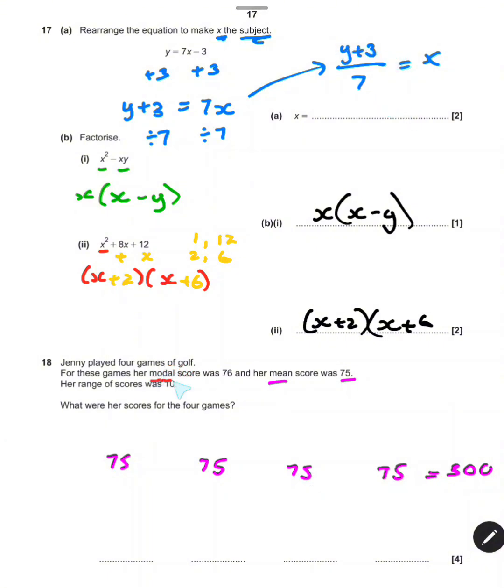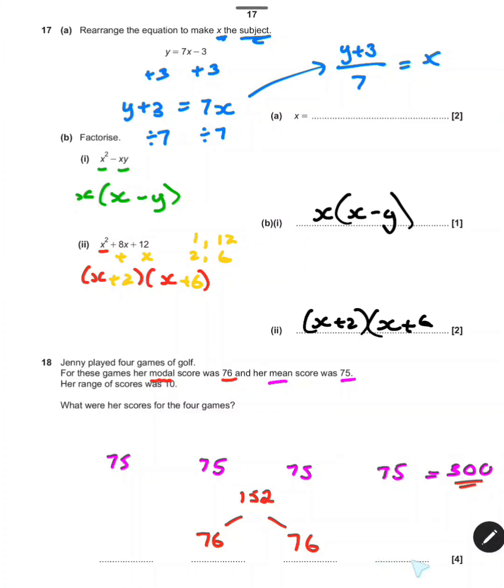We're told that the modal score is 76. The modal score is just the mode. So it's saying there's more 76s than any other number. And I'll tell you now, those will usually go in the middle of this set of missing numbers. Now we're aiming for a total of 300 from these four numbers, and we know we've got at least two 76s. If we work out what this adds up to, 76 add 76, 70 add 70 is 140, 6 add 6 is 12, 140 add 12 is 152, and we're aiming for 300.